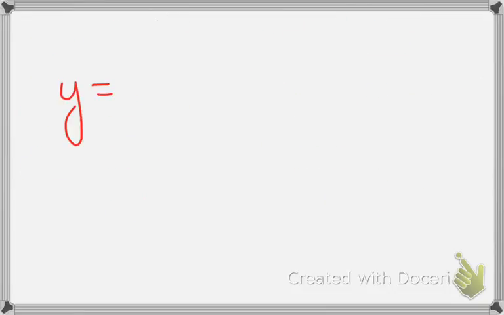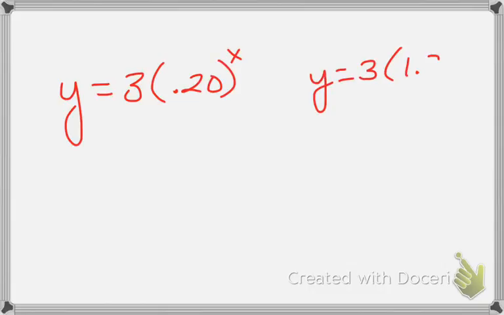Y is equal to 3 times 0.20 to the x. Y is equal to 3 times 1.99 to the x. So determine whether it's growth or decay. And then give the rate.